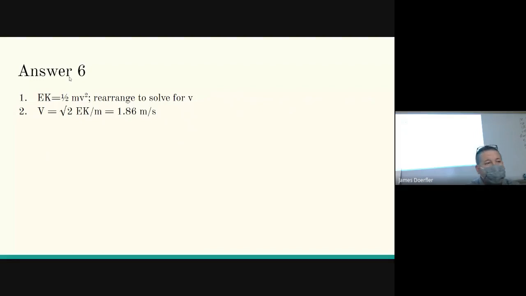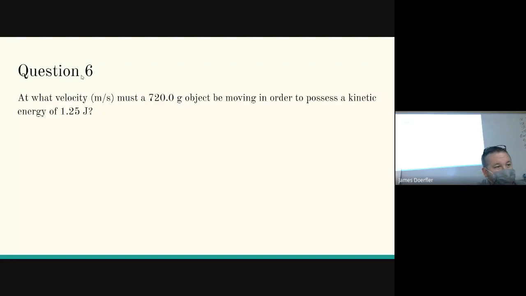Now, what have we said about the mass that needs to be in here when we calculate this? What unit does it actually have to be in? Does that have to be in grams or something different? Kilograms, yes. Make sure your masses are in kilograms. So to convert this, you just divide this number by 1,000, you get 0.72 kilograms.